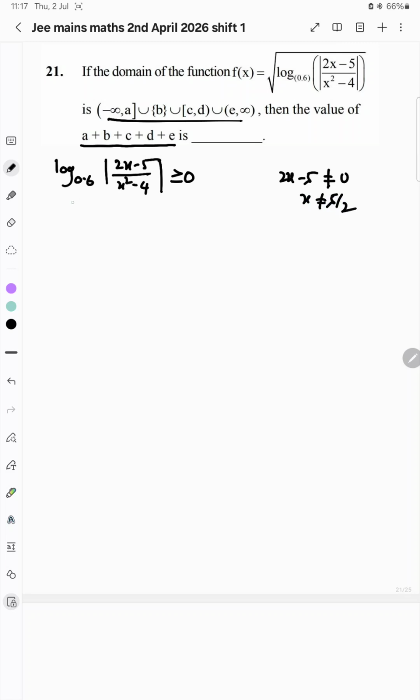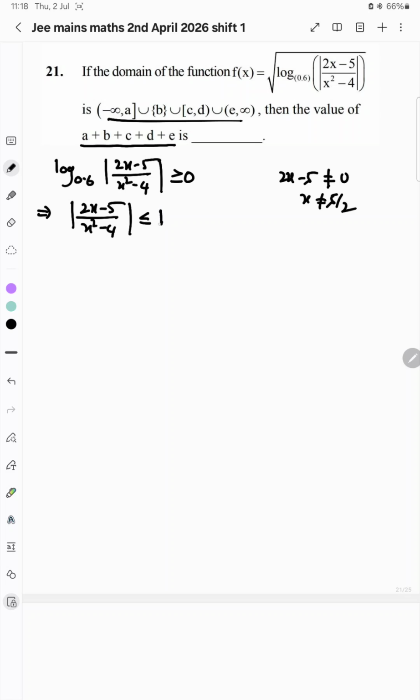Okay, next, from this condition, the base is decimal now. Whenever the base is decimal, the logarithmic graph is a decreasing function. When it is a decreasing function, if you are removing the log, the inequality must be changed, right? So apply the exponential function with base 0.6. So now mod (2x minus 5) by (x square minus 4) is less than or equal to 0.6 power 0, that will be 1.